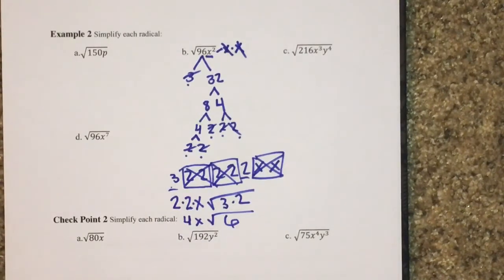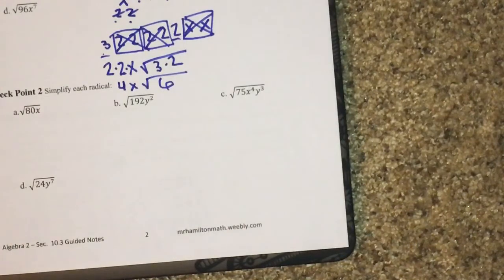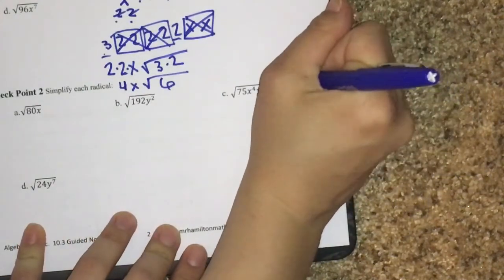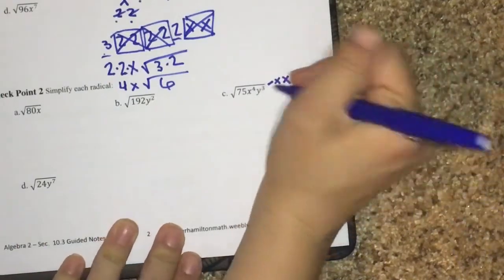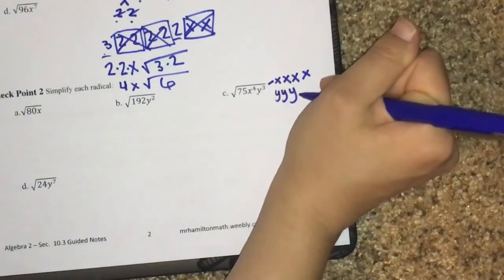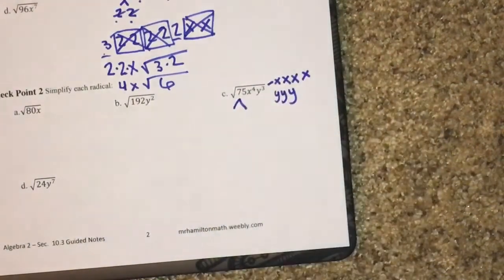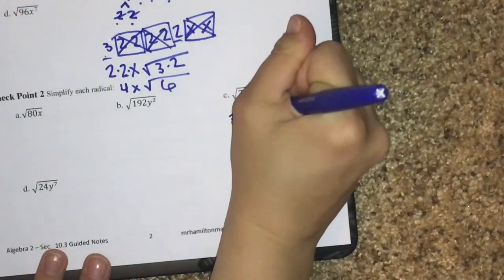Let's go ahead and do one more example, looking at letter C under checkpoint 2. So to start off, let's write out our variables. So we have x to the 4th and y to the 3rd. So we have x times x times x times x is what x to the 4th looks like. And y to the 3rd looks like y times y times y. From here, we now can break down 75. What two numbers multiply to 75? We could say 3 and 25.